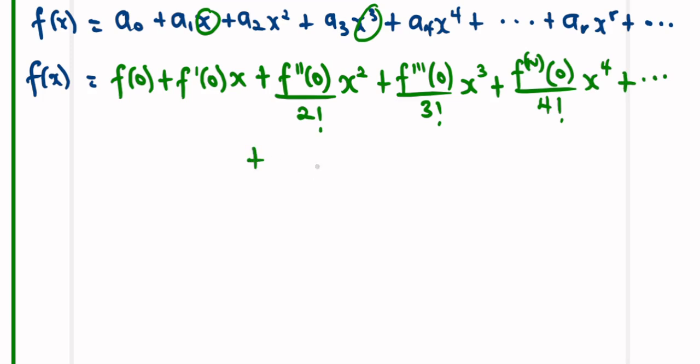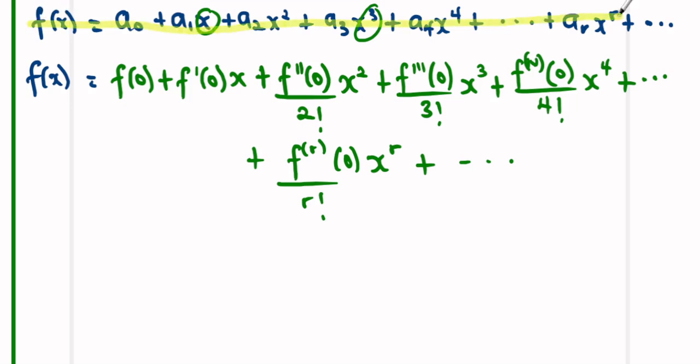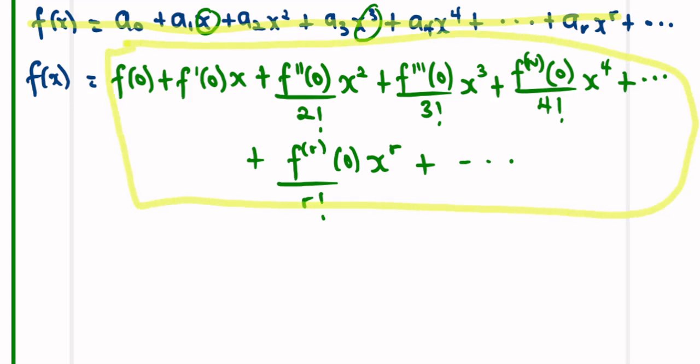Then for the rth order, we'll have the rth derivative over r factorial, of 0, x raised to the power r plus dot dot dot. So now we can see the function of x, which is in power series. We've been able to derive the Maclaurin series from it. This is the Maclaurin series. We've been able to derive the Maclaurin series from that function.